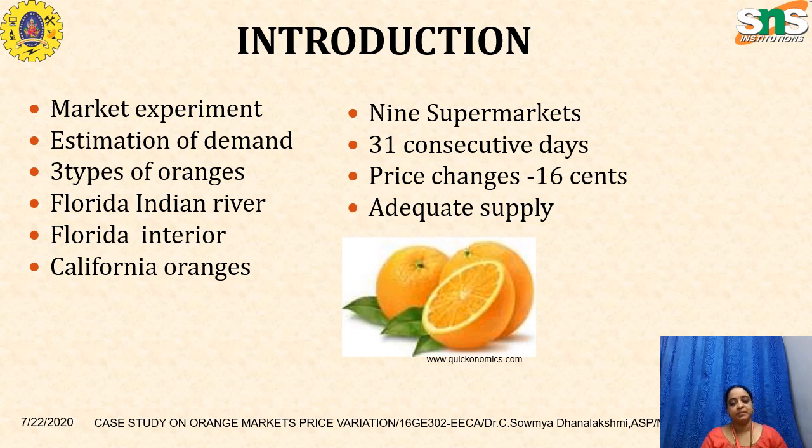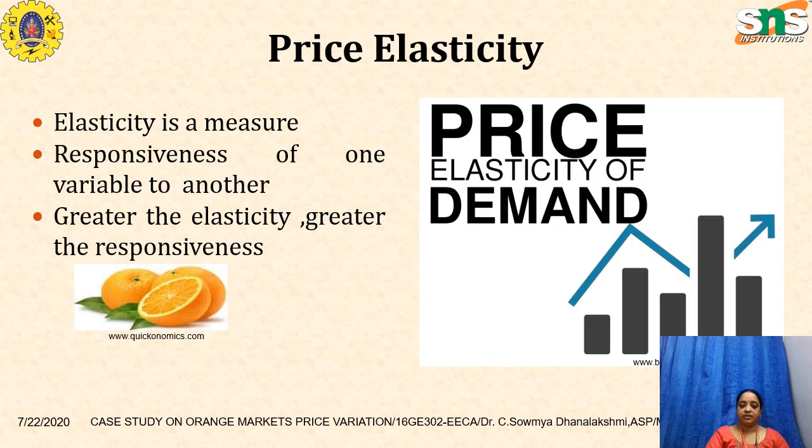The market experiment is being done, and the demand estimation is done by the suppliers. There are three types of oranges: Florida Indian River, Florida Interior, and California oranges. These three oranges are available in 9 supermarkets in the same area. For 31 consecutive days, this has been analyzed, and the price changes happen between 0 to 6 cents. There is adequate supply of all three types of oranges in all 9 supermarkets. These are some of the constraints or conditions while analyzing this case study.